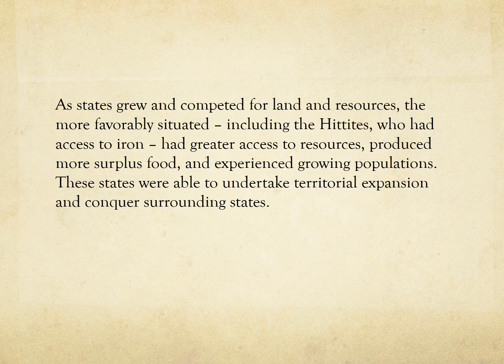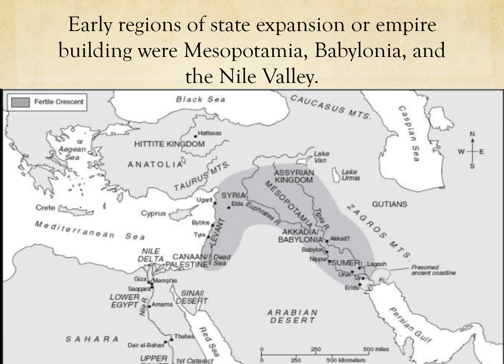So these states were able to undertake territorial expansion and then conquer surrounding states. So basically making their states even larger. So the early regions of state expansion or empire building were Mesopotamia, Babylonia, and the Nile Valley. So if you look at the map below, you can see actually all three areas, but mostly highlighted, you've got the Assyrians and the Babylonians.